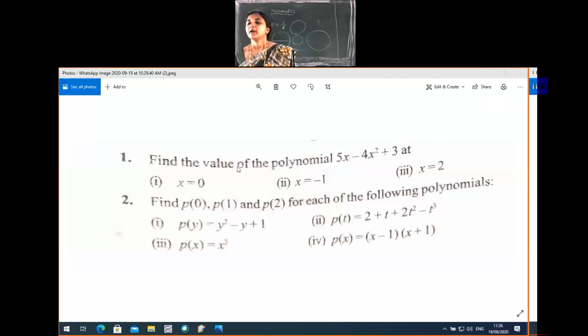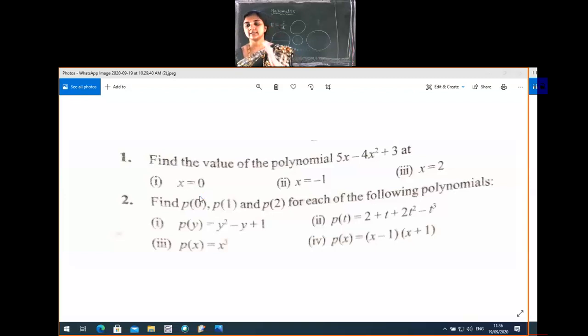Okay, find the value of the polynomial 5x minus 4x square plus 3. At first, x is equal to 0, second, x is equal to minus 1, third, x is equal to 2. First you have to write the polynomial in the standard form, that is p of x, polynomial of x is equal to 5x minus 4x square plus 3. Then three different situations. First substitute x is equal to 0, you will get one value. Then substitute x is equal to minus 1, then you will get another value, x is equal to 2.